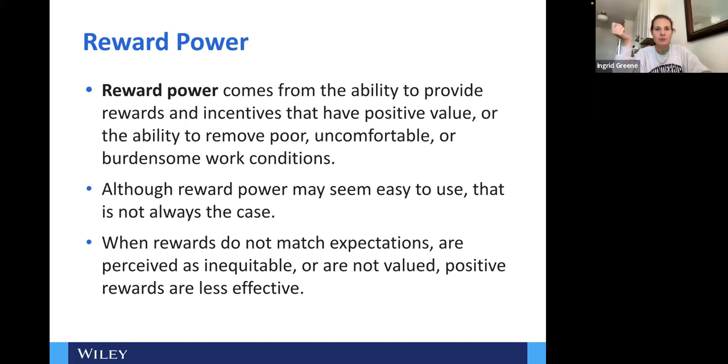And this last bullet point: when rewards do not match expectations, are perceived as inequitable or not valued, right? Positive rewards are less effective. So again, understanding your employees and understanding what their values are.